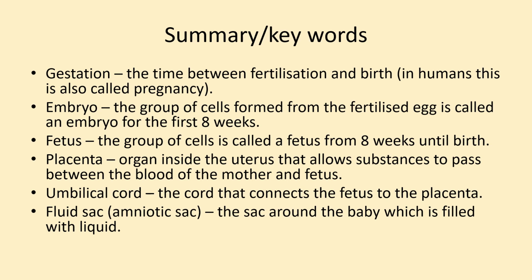The placenta is the organ inside the uterus that allows substances to pass between the blood of the mother and the blood of the fetus. The umbilical cord is the cord that connects the fetus to the placenta. The fluid sac, which we probably know as the amniotic sac, is the sac around the baby which is filled with fluid and it protects it from little bumps that it might get. I strongly suggest you pause the video and write that summary down because these keywords are really important.